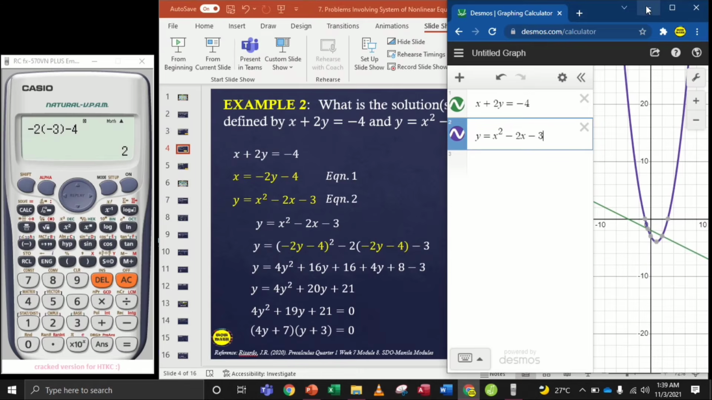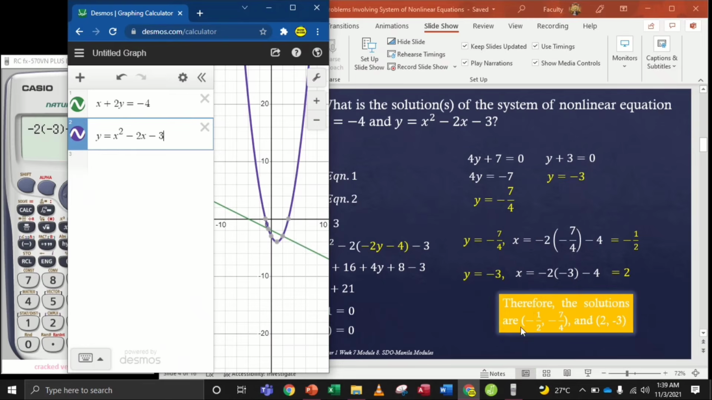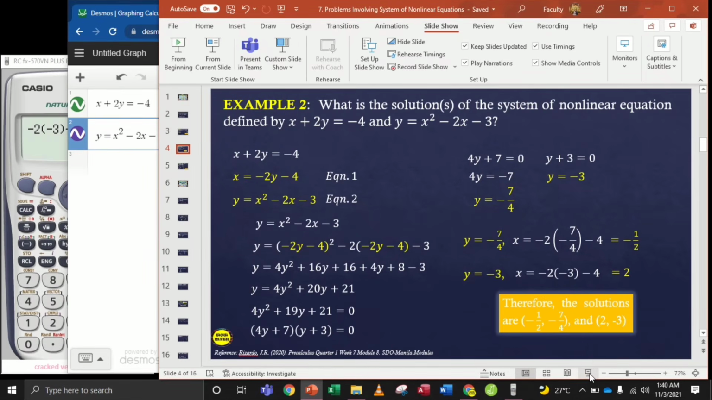So, lakihan natin, urong natin pala to. So, yung nakuha natin is negative 1 half and negative 7 over 4. So, yung 7 over 4 is, that is 1.75 ata. Okay, 1.75. So, i-check natin. So, dalawa yung intersection natin, no? Ito, 2 and negative 3, tapos ito. Yes, tama to. So, negative 0.5 and negative 1.75. Okay, so tama yung nakuha nating sagot. Okay, next tayo.